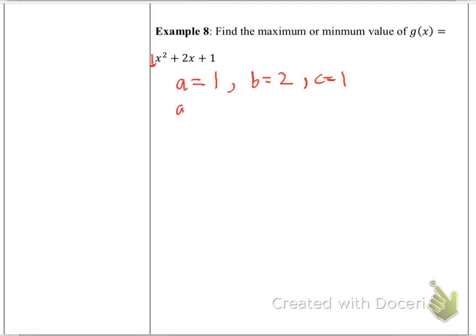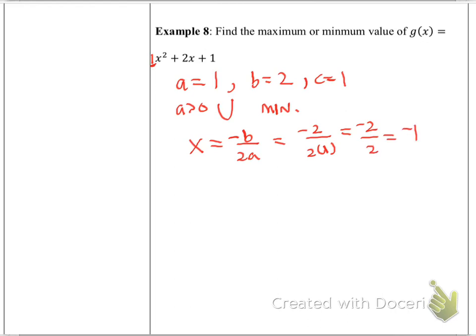Since A is greater than 0, then we know we're going to be opening upward, so we're going to have a minimum. Okay, and so X, remember X is negative B over 2A. So that's going to be negative 2 over 2 times 1, which is negative 2 over 2, which is negative 1. Okay. And so that's your X value for the minimum.